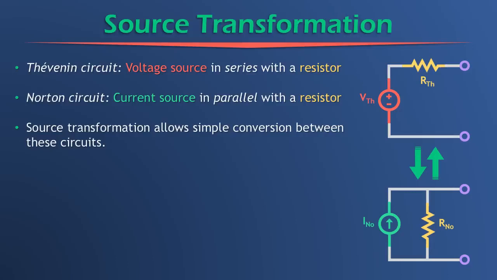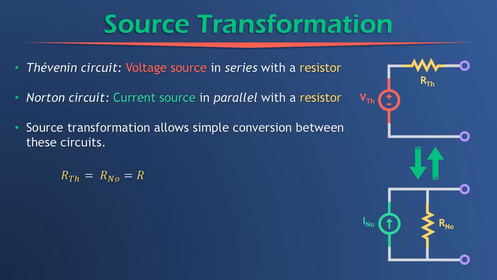So what's the conversion process? Well, the first part is super easy. The resistor for both of them is the same. So R Thevenin and R Norton are the same value. So from now on, we can just refer to the resistance as R because they're the same.